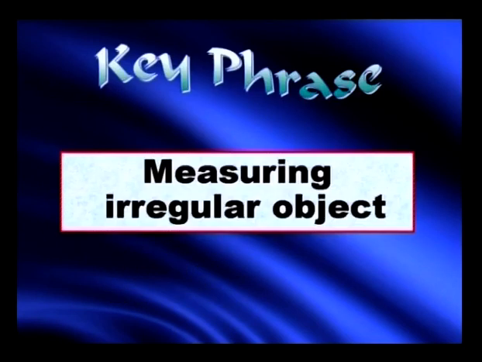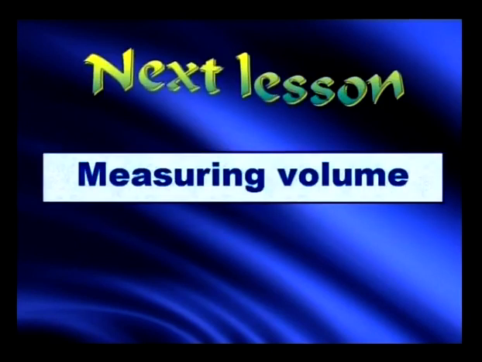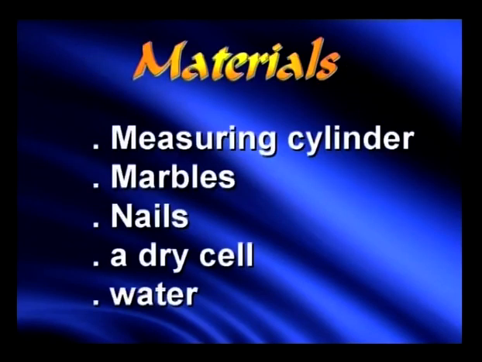Okay, our key phrase for today: measuring irregular objects. Good try, measuring irregular objects. Our next lesson will be on measuring volume. Teachers, you are to provide these materials if you have them: measuring cylinder, marbles, nails, a dry cell, and a bucket of water.